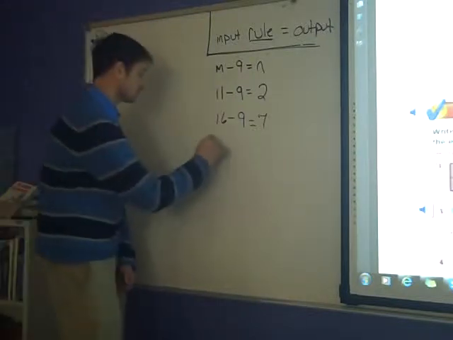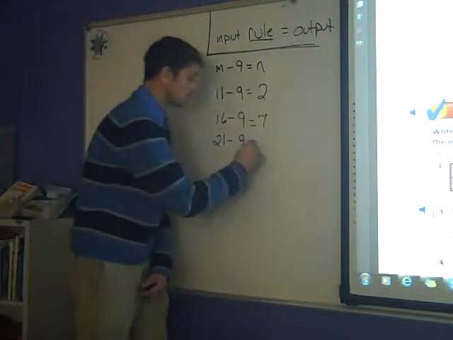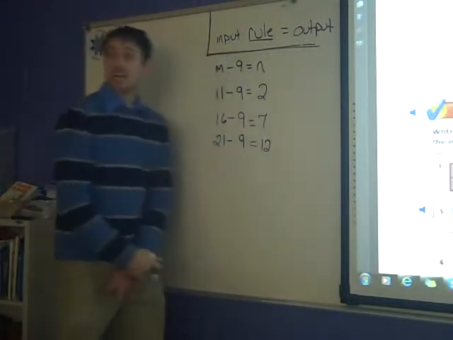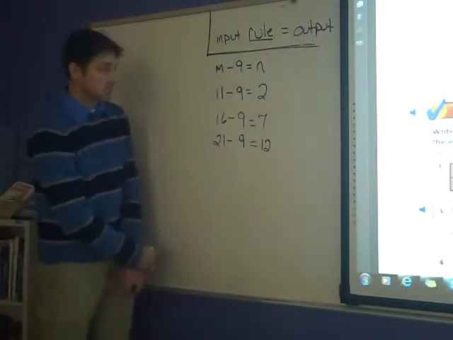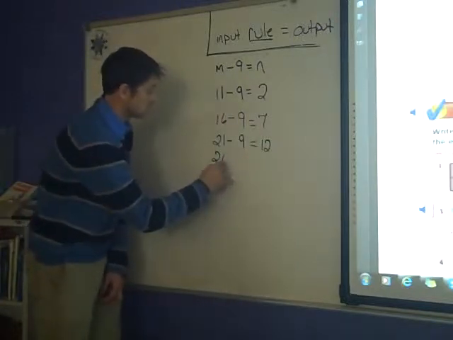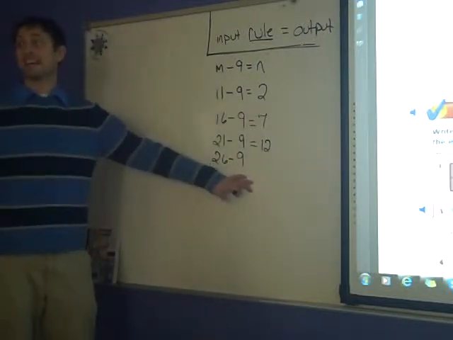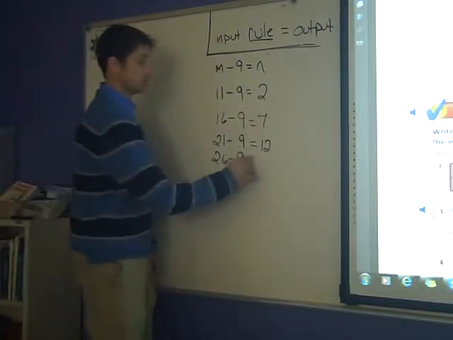21 minus 9 equals 12. Good. Set the next one up for me, G. 26. Put your 9. Minus 9. You can't just say put your 9. You have to know the whole rule. Minus 9 or plus 9. Equals.